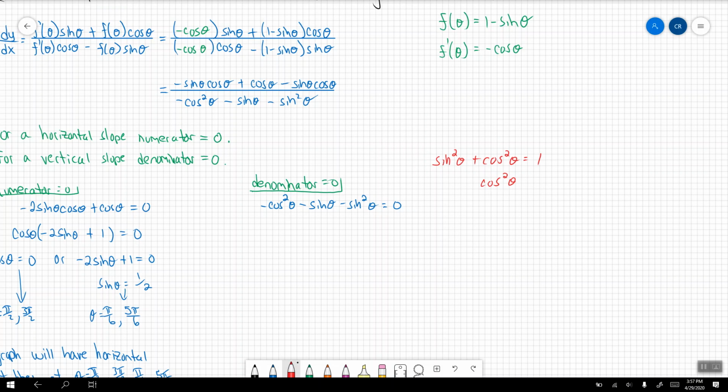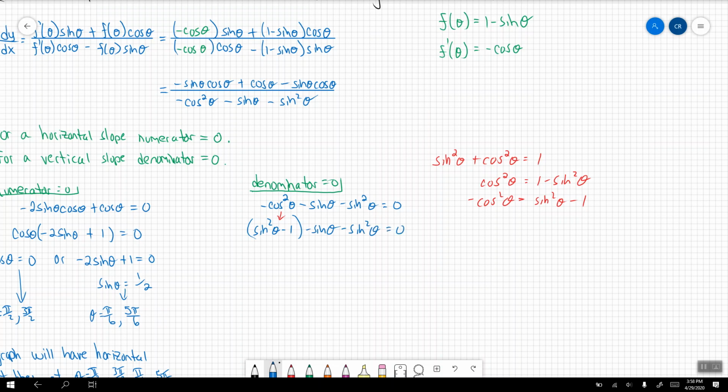If I isolate cosine squared, then I have 1 minus sine squared theta. And if I multiply by a negative, that means I have sine squared theta minus 1. That's the value that I want to insert here for negative cosine squared. Negative cosine squared is really just sine squared theta minus 1. All right, that was that piece that we inserted. And then we still have minus sine theta minus sine squared theta is equal to 0.